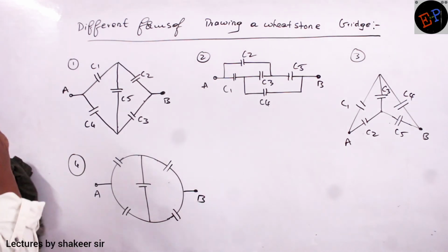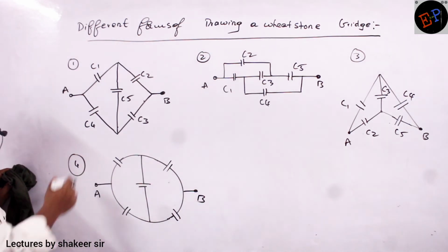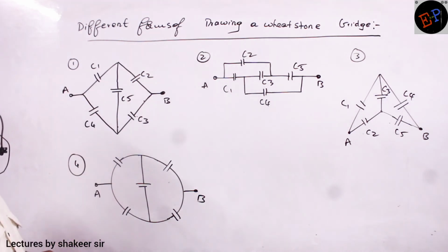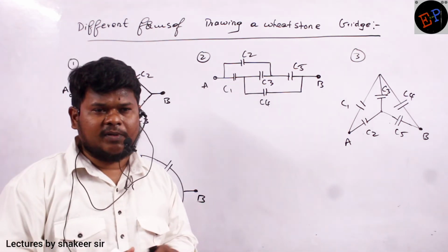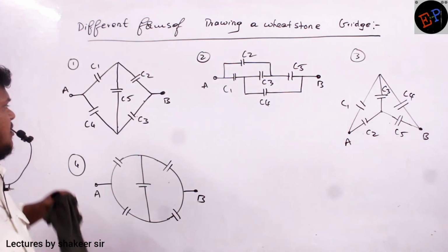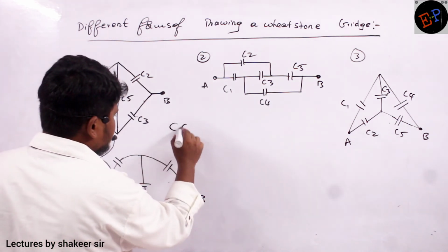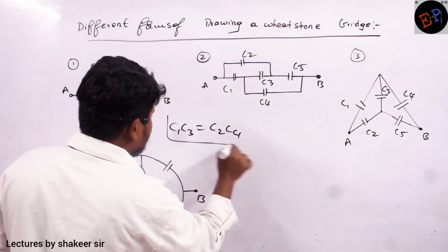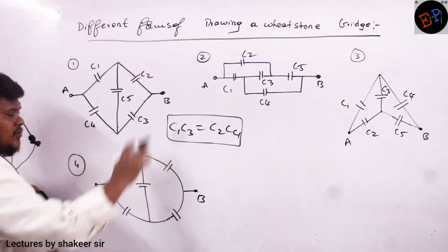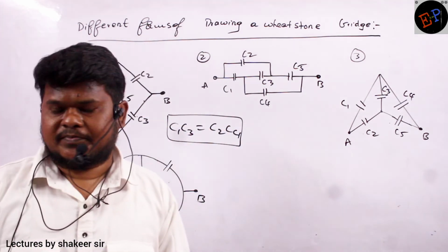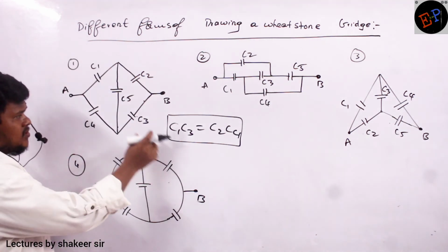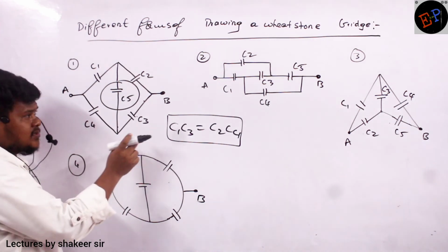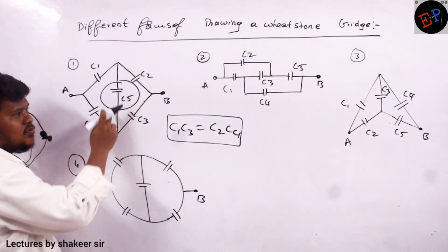And in which condition does the Wheatstone bridge become balanced? When the product of opposite resistors or the product of opposite capacitors are equal, then the bridge will become a balanced Wheatstone bridge. What are the opposite capacitors? C1, C3, and here C2, C4. When this product becomes equal, then definitely you can call it a balanced Wheatstone bridge. Clear? And when it is balanced, you don't find any charge or current flowing through this capacitor. In a balanced Wheatstone bridge, this branch will be useless.